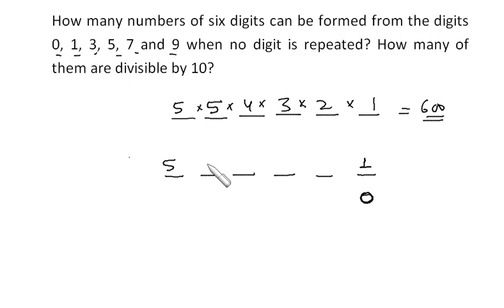Now for the second place we cannot use 0 and we cannot use the number that has already come at the first place. So I have 4 choices, then 3, then 2, then 1, right? So it's 120. That means out of the 600, 120 numbers are there when there is no repetition of digit, and all of these numbers are divisible by 10 because we are having 0 at the units place, right? So I hope you are clear.